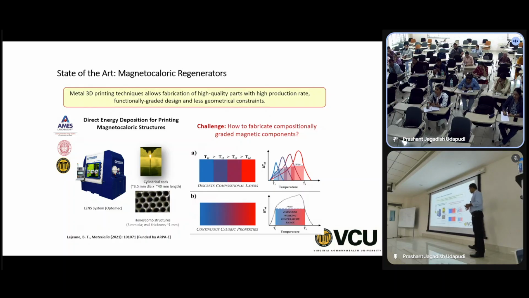Okay, so by doing this, you can improve the efficiency of a magnetic refrigerator, a magnetocaloric refrigerator. So this is how you get the magnetocaloric effect: small, high, and maximum here, depending on the composition or depending on the particle size of these materials. Okay, so that is called compositional grading, which leads to functional grading.